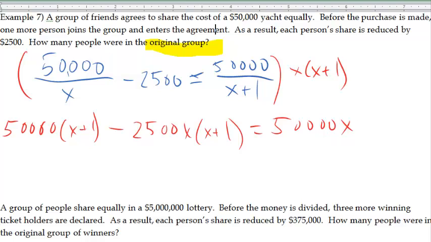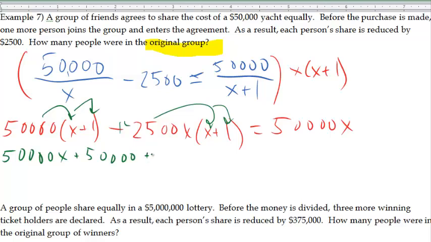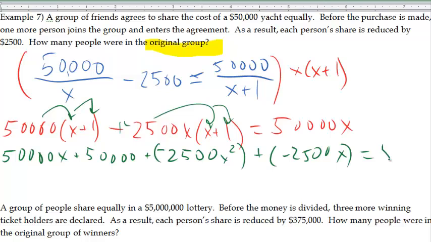Okay, at this point, I'm going to distribute. Distribute the negative 2,500 x. That's negative 2,500 x times the x plus 1. So I will have 50,000 x plus 50,000 plus a negative 2,500 x squared plus a negative 2,500 x equals 50,000 x.